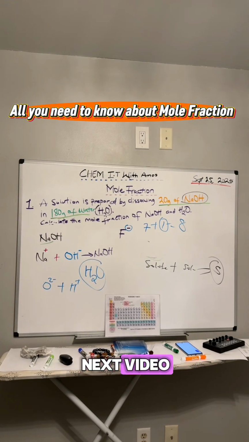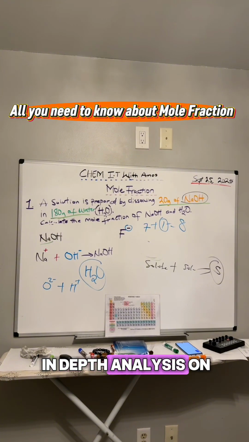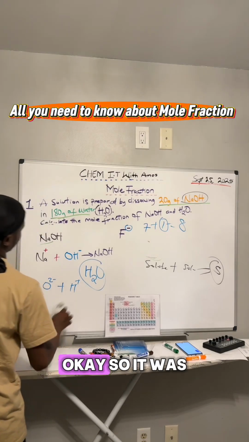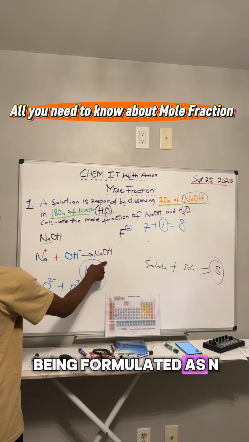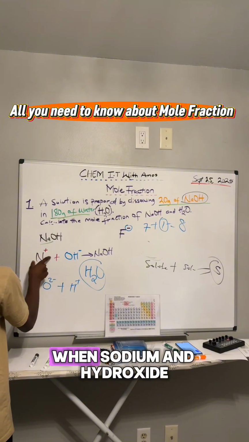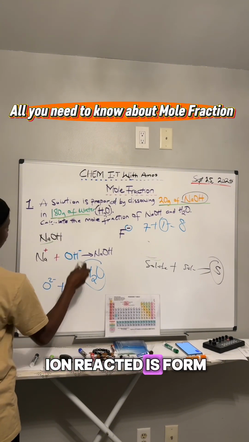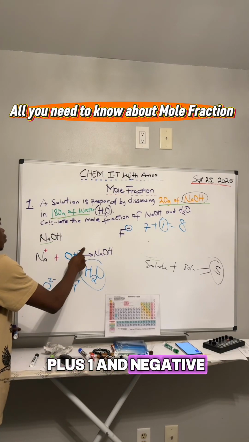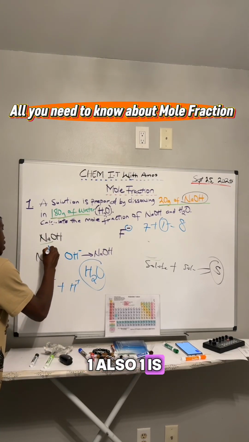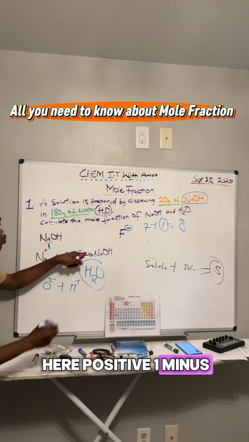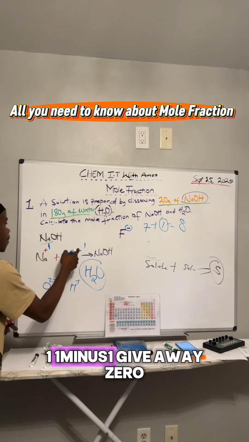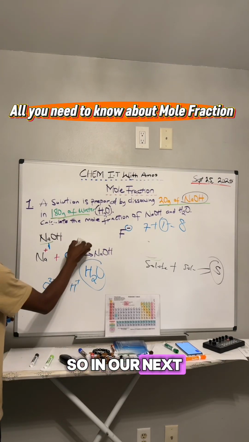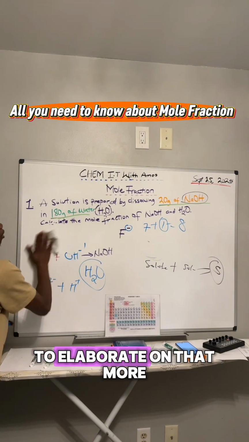In my next video, I will give an in-depth analysis of ionic and covalent bonding. Okay, so that is how this compound was formulated as NaOH. When sodium and hydroxide ion reacted, this formed NaOH as a neutral compound. There is no charge here. +1 and -1. +1 minus 1 gave us 0. So that's why there's no charge right here. In our next video, we will elaborate on that more.